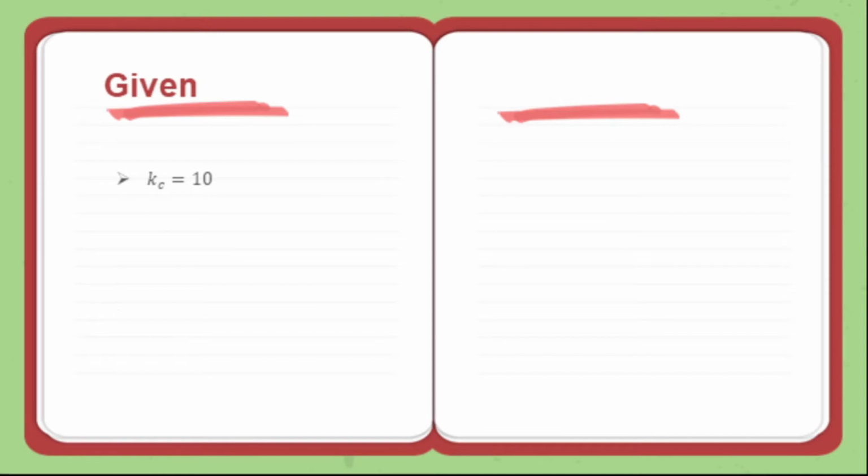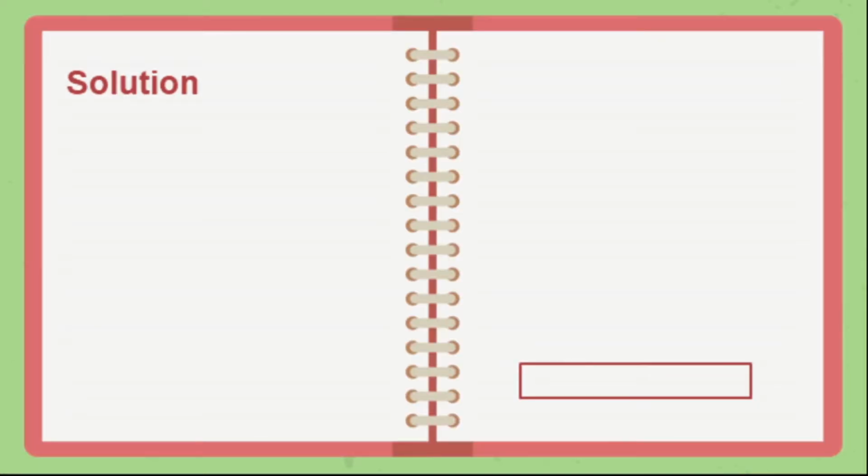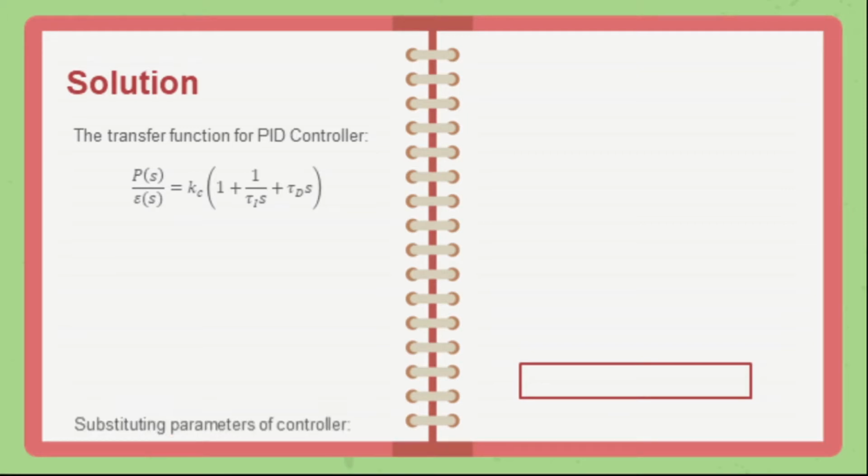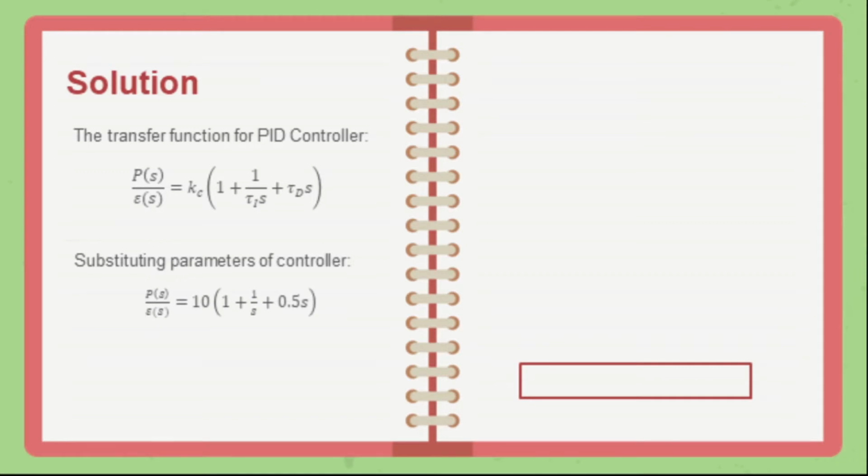So with these given parameters Kc, tau I, and tau d, we are asked to find the response and the plot. Given by the transfer function for the PID controller, we have P of s over epsilon of s equals Kc times the quantity 1 plus 1 over tau I s plus tau d s. Substituting with the given parameters, we have P of s over epsilon of s equal to 10 times the quantity 1 plus 1 over s plus 0.5s. Since it's a unit step change in error introduced, epsilon of s is equal to 1 over s.